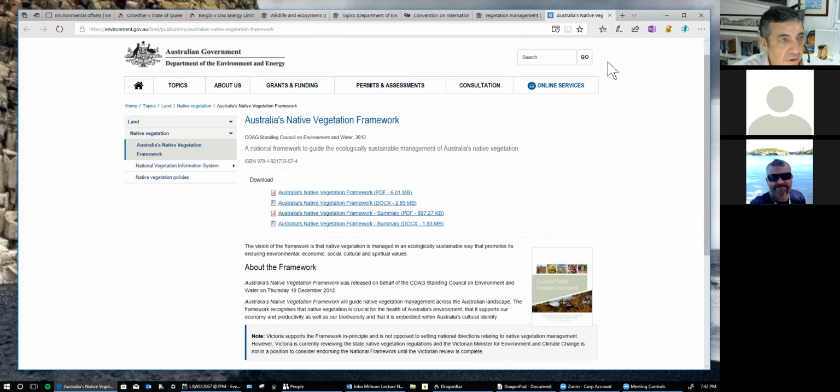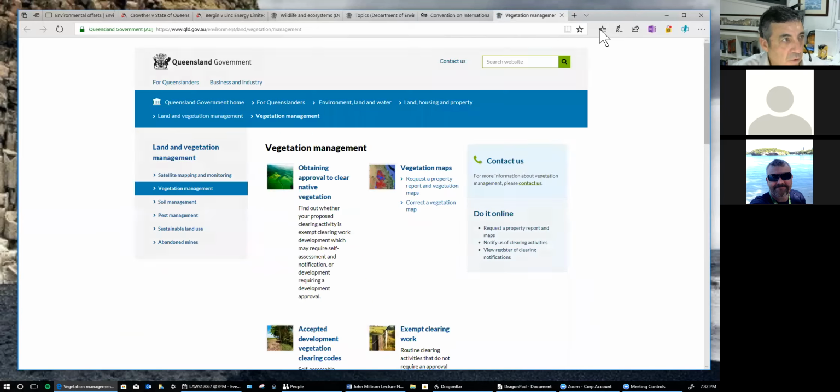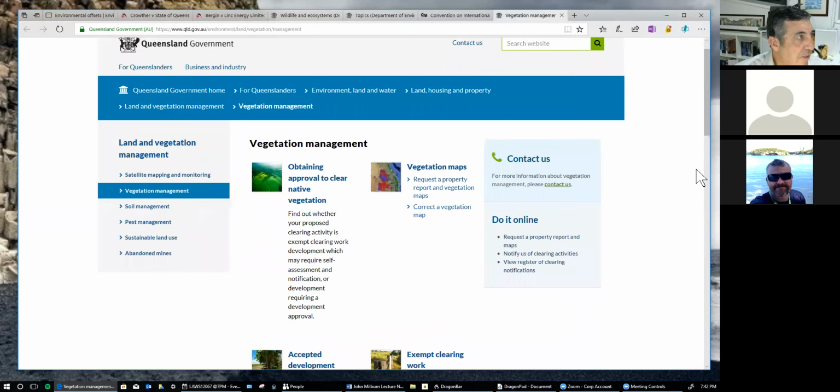Just on that point of vegetation management in Queensland, have a look at the Queensland website that deals with vegetation management. That's www.qld.gov.au, Environment, Land, Vegetation and Management. And this website provides information about whether a proposed clearing activity is exempt or may be undertaken in accordance with self-assessable code requirements or requires a permit.